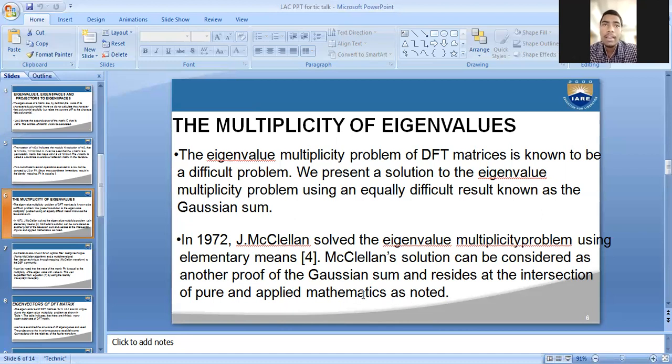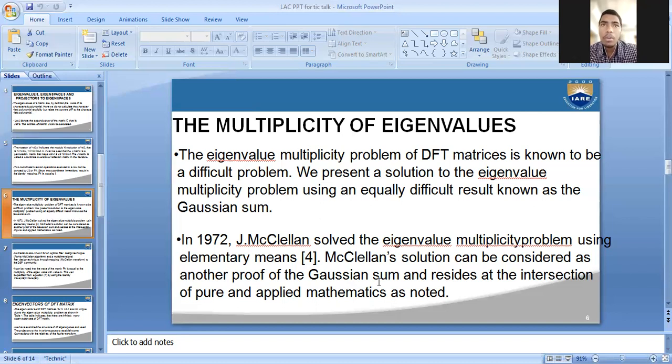In 1972, J. McClellan was the first to solve the eigenvalue multiplicity problem which we are discussing. That problem was first solved by J. McClellan in 1972 using elementary means [4]. McClellan's solution can be considered as another proof of the Gaussian sum.